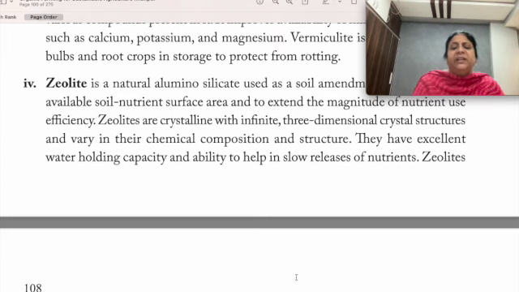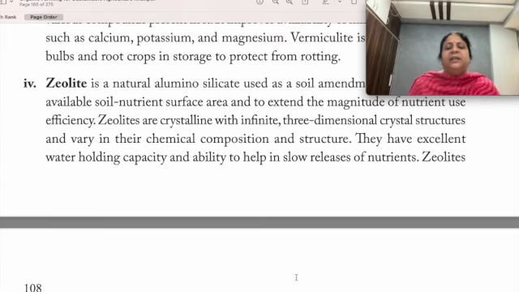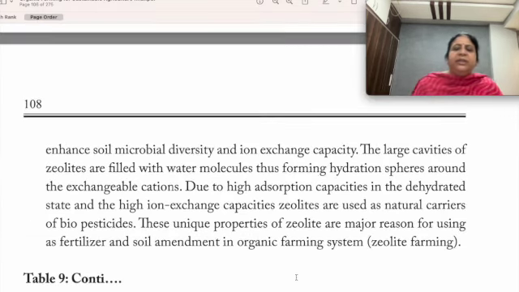Zeolite. There is a separate farming like zeolite farming. Then you can understand how important this natural aluminosilicate is. Actually, the zeolites, their structures and chemical properties are different from one structure to the other. They have excellent water holding capacity and ability to help in slow release of nutrients. Zeolites enhance soil microbial activity, especially, and cation exchange capacity.